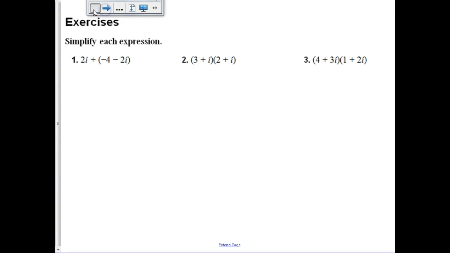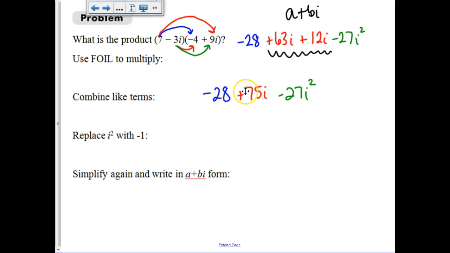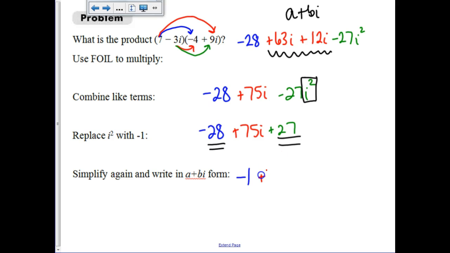So that means when I go back to this problem, anytime I see an i squared, I could replace it with a negative 1. So this is really like negative 28 plus 75i. What would happen if you took negative 27 and multiplied it by a negative 1? It'd be a positive 27. Almost there, guys. One more simplification you can do. Now you have real numbers that you could combine together. If I add negative 28 plus 27, I get negative 1, and then I still have the plus 75i.